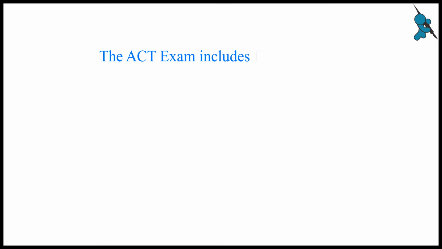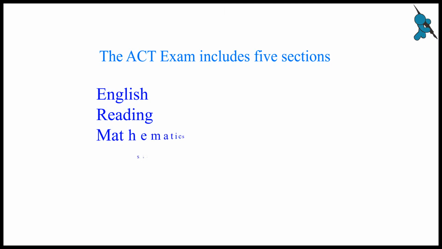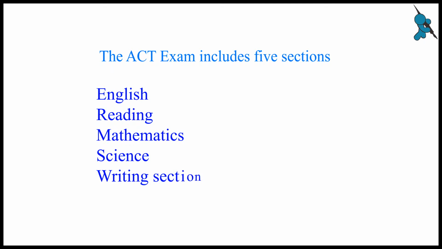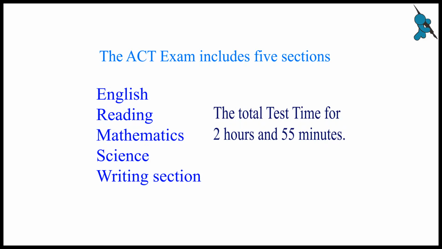The ACT exam includes 5 sections: English, reading, mathematics, science, and an optional writing section. The English, reading, mathematics, and science sections are multiple choice questions. The total test time for these sections is 2 hours and 55 minutes. The optional essay question is 30 minutes.